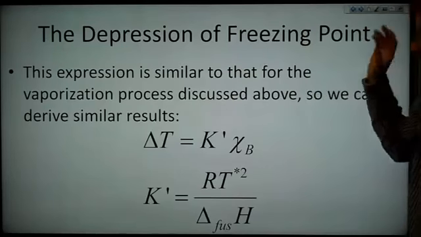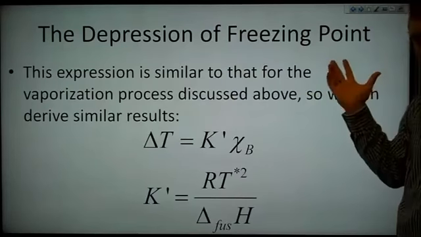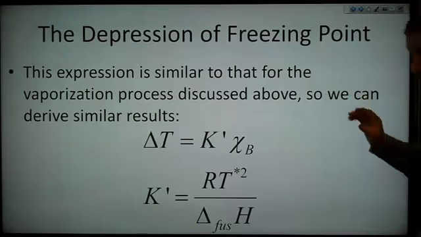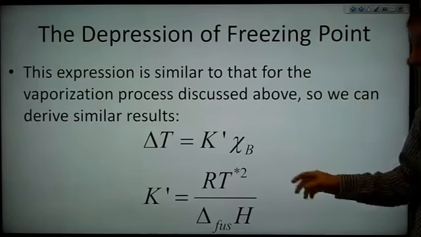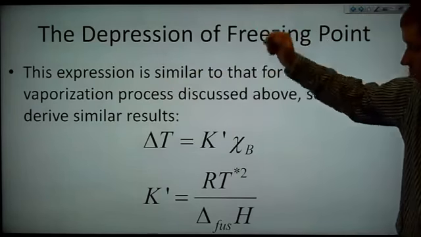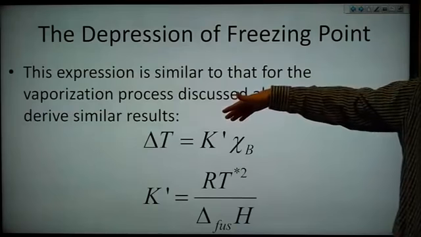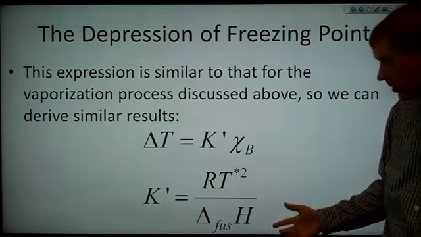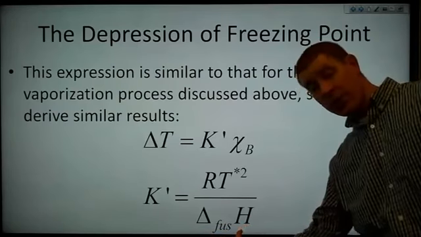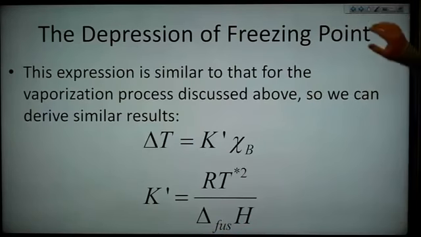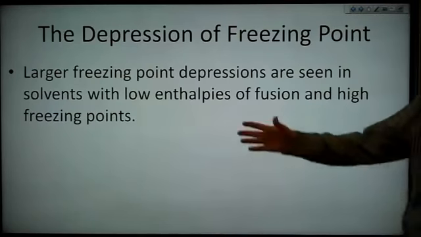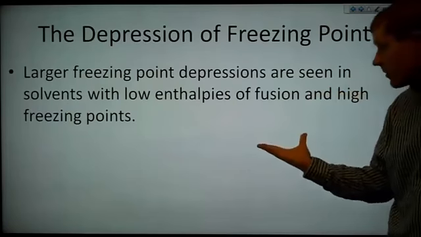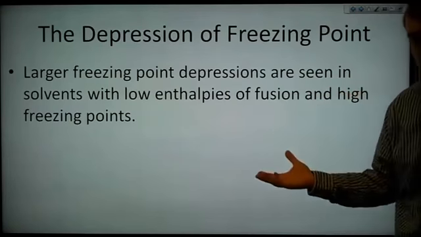And that expression is similar to that for the vaporization process that we discussed earlier. So we can derive similar results. I'm not going to go through the derivation, but we get basically the same thing. Only here in this case the delta T is equal to this K prime, where K prime has a similar look to it, where now we've replaced the enthalpy of vaporization with the enthalpy of fusion. So, larger freezing point depressions are seen in solvents with low enthalpies of fusion and high freezing points.